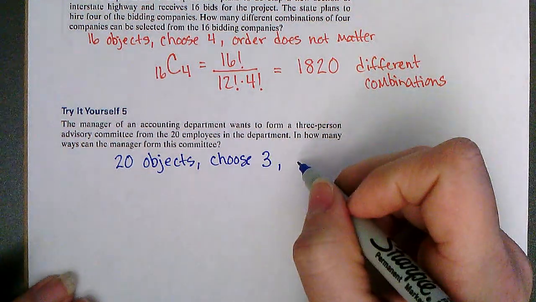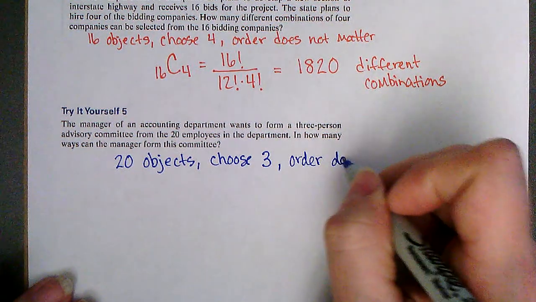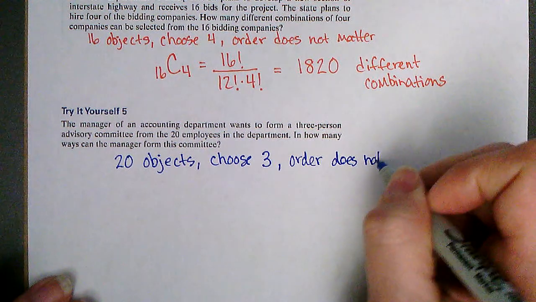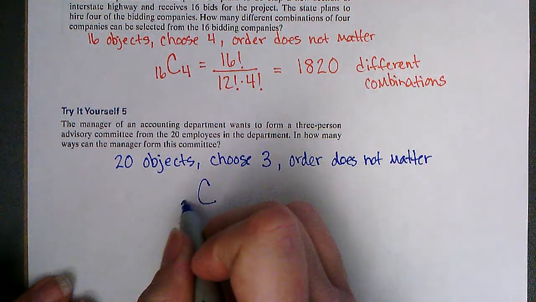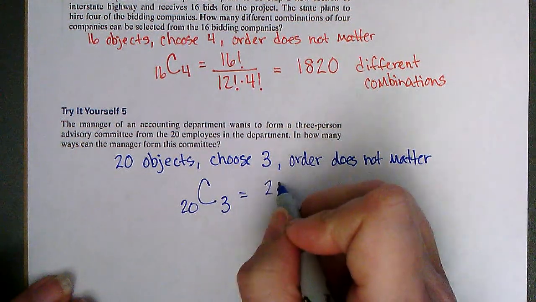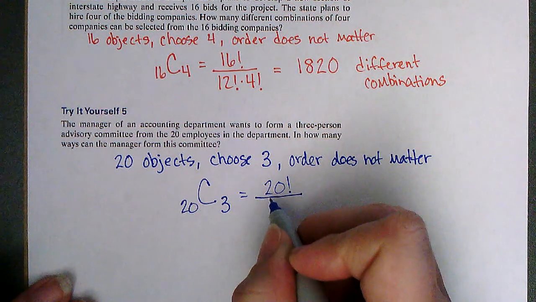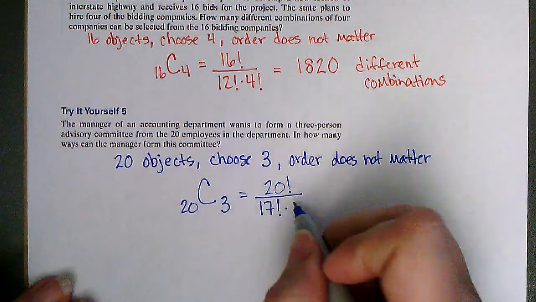And it doesn't matter what order I choose them in. So order doesn't matter, or order is not important, which means we're using a combination. So we have a combination of 20 objects taken 3 at a time. So that's going to be 20 factorial divided by 20 minus 3, 17 factorial, times 3 factorial.